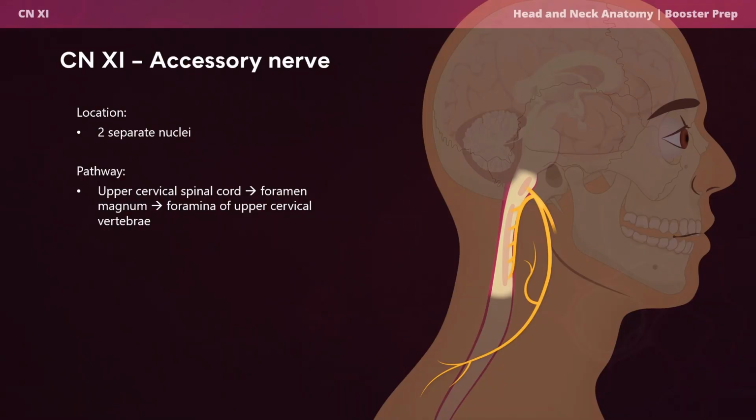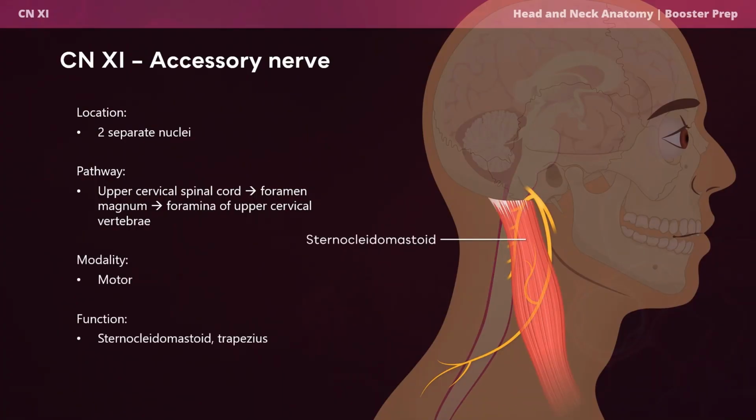The spinal part of the accessory nerve exits the skull through the foramen magnum, and then it travels down the spinal canal, emerging through the foramina of the upper cervical vertebrae. So the accessory nerve is a motor nerve that primarily innervates the trapezius and the sternocleidomastoid muscles in the neck. It supplies motor fibers to these muscles, controlling the movements of the head and shoulders.